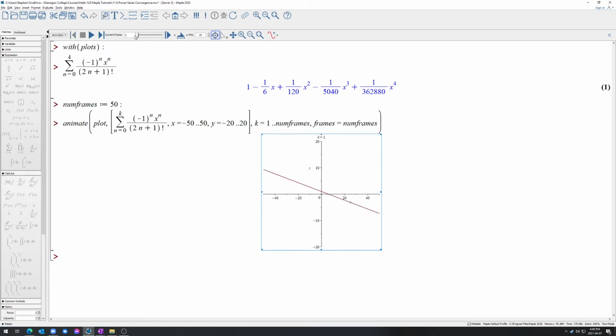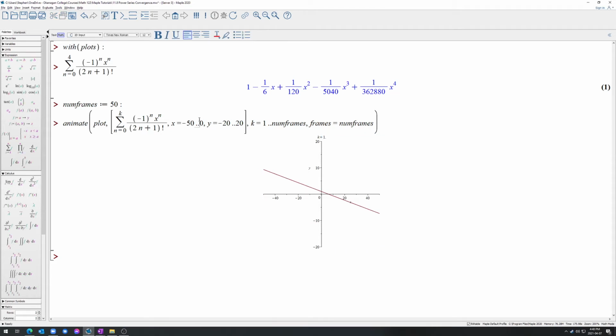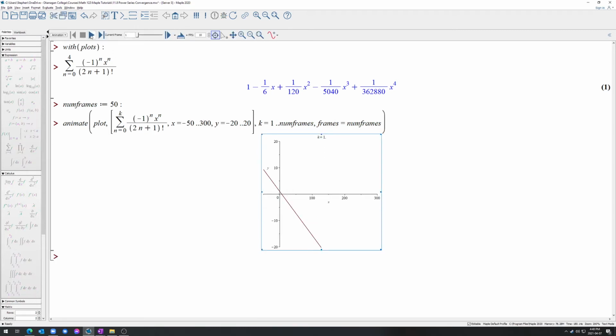Let's take a look at this animation. Okay, well, it kind of looks anticlimactic. After about, well, let's see, the 4th, 5th, and 6th frames, it really doesn't change much. So why don't we zoom out even more? Let's maybe zoom out more on the right-hand side and make this go up to, I don't know, 300. Okay, now I've really zoomed out. Let's take a look at these partial sums again.